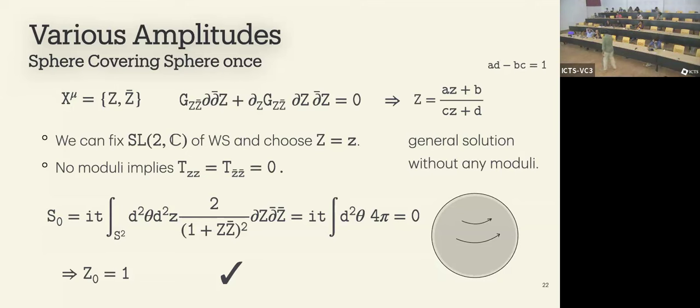Exactly. Now it's a holomorphic map, because you don't have any orientation reversing tube. So only when you have orientation reversing tube, that's when the harmonic maps will swap. Holomorphic maps are a subset of the harmonic maps. Yes. So this is for the sphere covering sphere, only that particular term, only once.